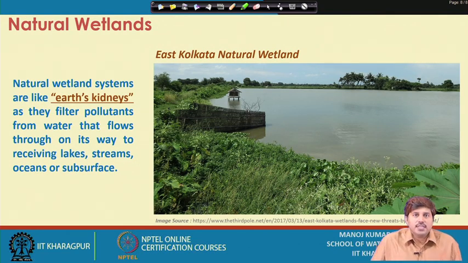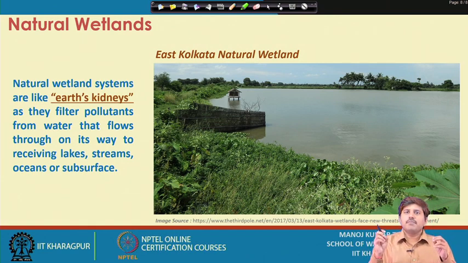To begin with, for wetland systems, there are natural wetland systems and there are artificial wetland systems, which are also known as constructed wetland systems, or at times we call them engineered wetland systems or man-made wetland systems. Essentially, many experts in the scientific community consider natural wetlands like the kidneys of the earth. We have our own kidney. What is the role of the kidney in our body? The role of the kidney is to filter the various toxicants and pollutants that are present in our body.